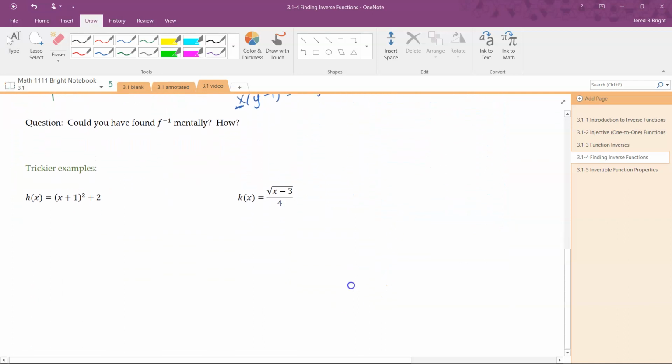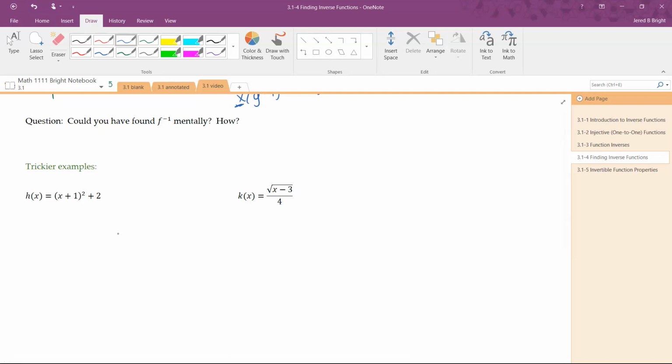So I want you to get started on finding the inverse function for both of these. Get as far as you can and then resume the video when you're ready.